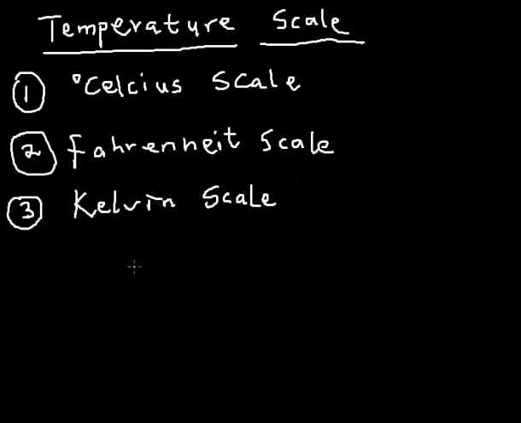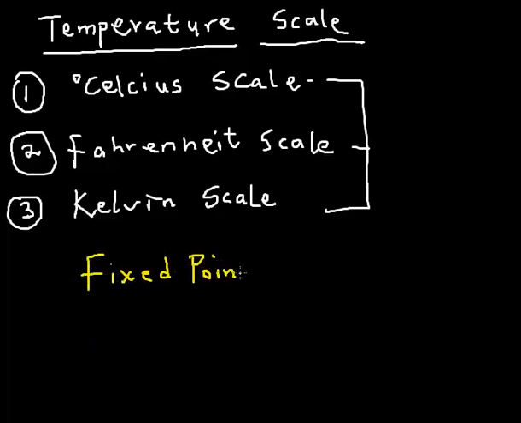All right, so we can use any of these scales, but the very first thing you need to know is to get your fixed points. What are your fixed points? The fixed points are the lowest and the maximum temperature that the thermometer can measure. There are two fixed points. One is the lowest temperature, which of course is known as the lower fixed point.